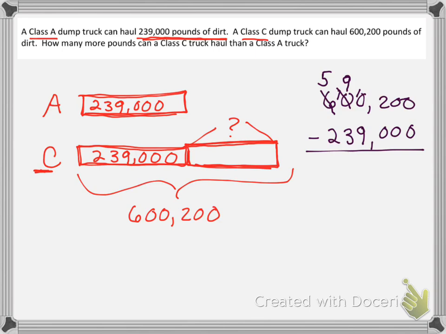So in our ones, 0 minus 0 is 0. Tens, 0. Hundreds, 2. 10 minus 9, 1,000. 9 minus 3 is 6 10,000s. And in the 100,000s, 5 minus 2 is 3. So this missing value is 361,200.